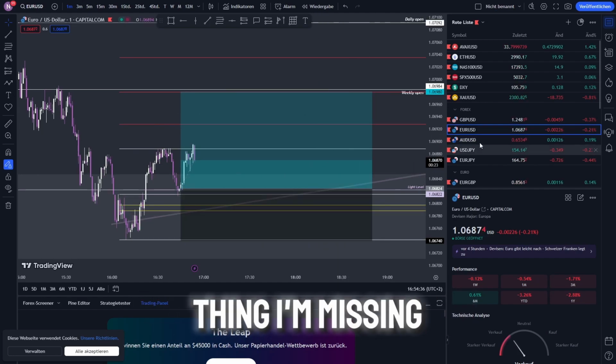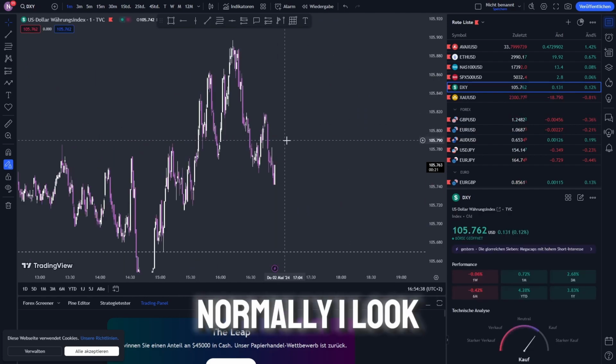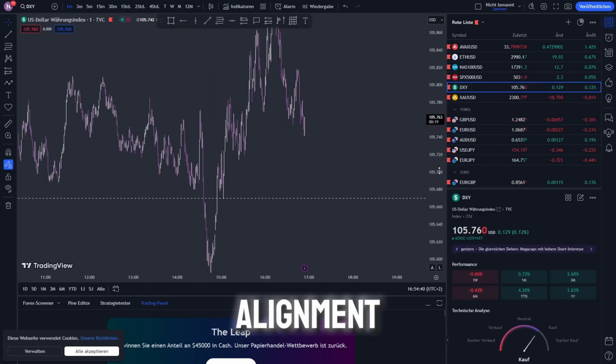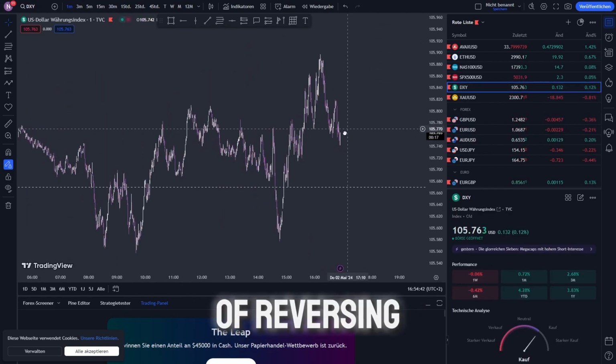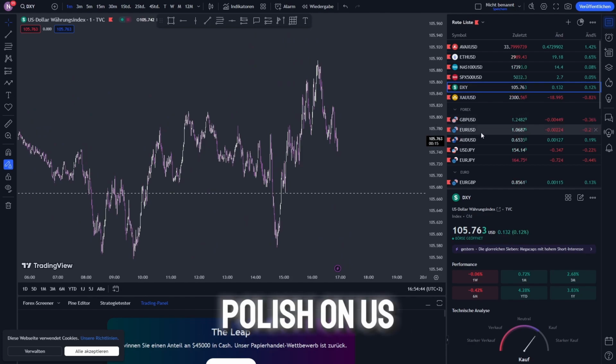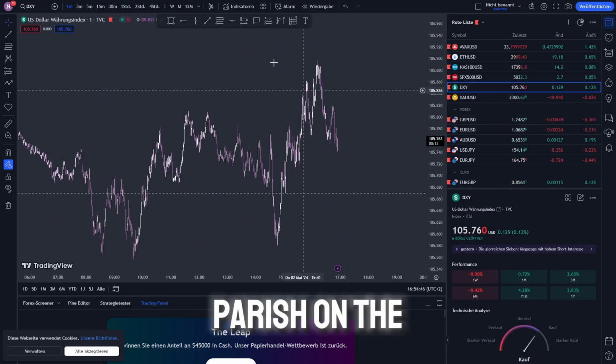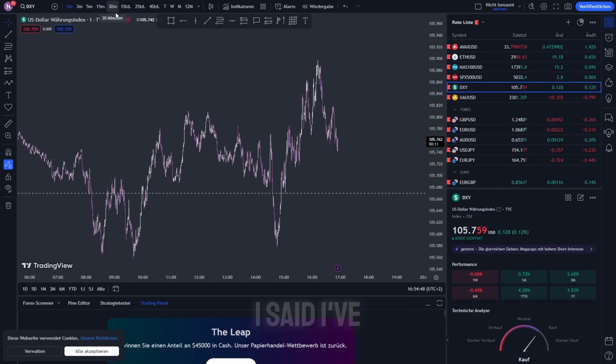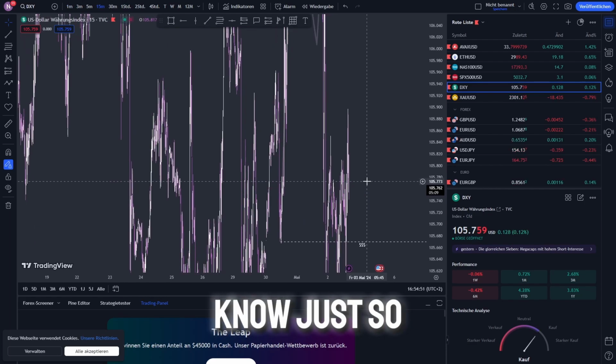There's actually one thing I'm missing. Normally I look at the DXY alignment. I want to see it kind of reversing. So if I'm bullish on Euro Dollar, I should be bearish on DXY. I didn't look at it because the setup looked good, but I will now, just so you can see.